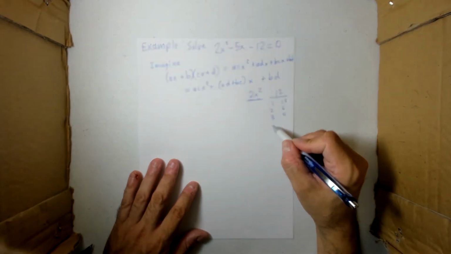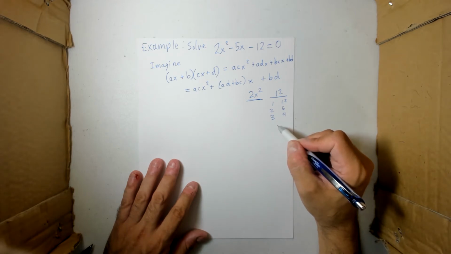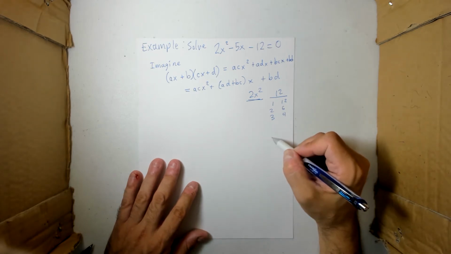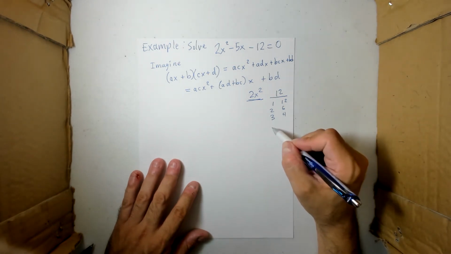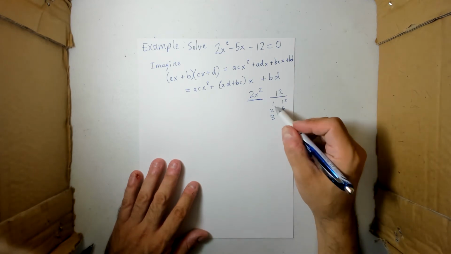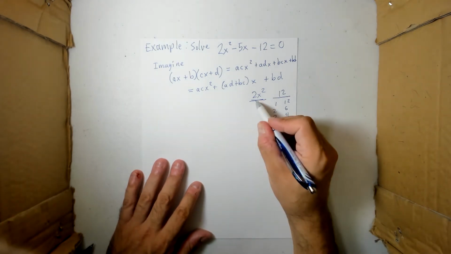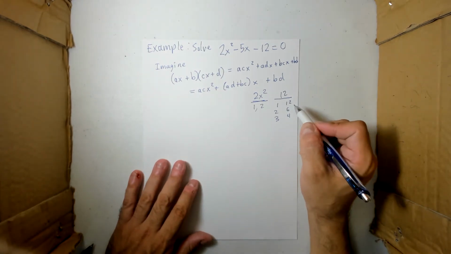And then, let me see here. And that's basically it, right? Because if you start going further, then you start going this way. For example, the next one would have been 4 times 3, the next one would be 6 times 2, and the next one would be 12 times 1. But those are already represented here. For the 2x squared, we're in luck because it's only going to be 1 times 2. Those are the only possibilities, right?